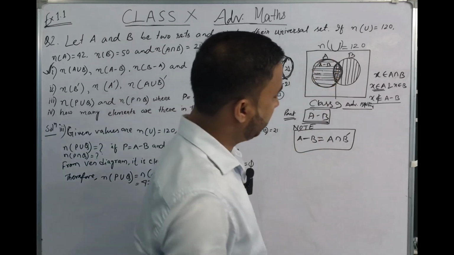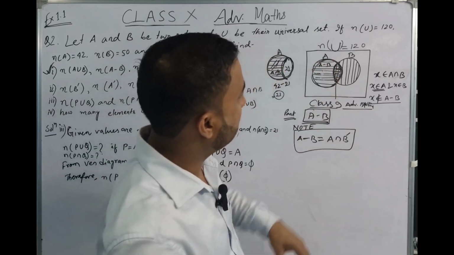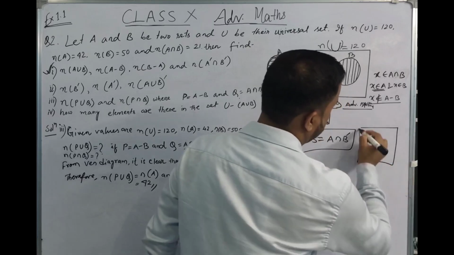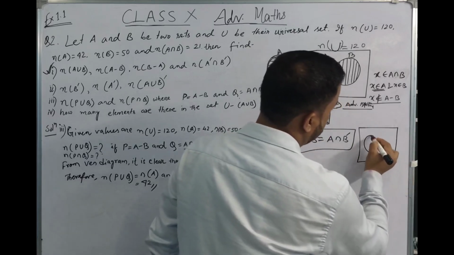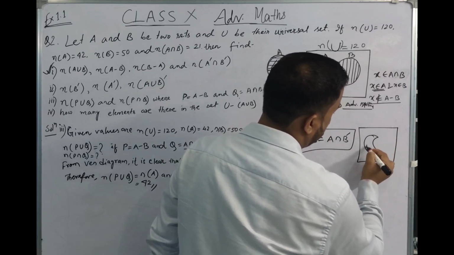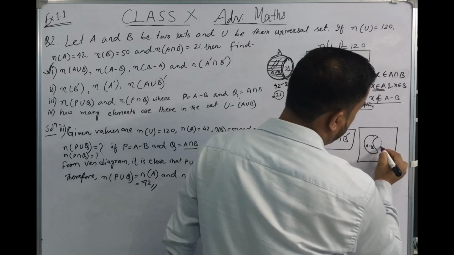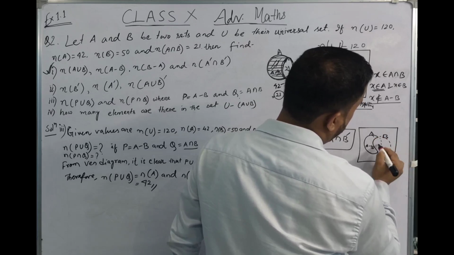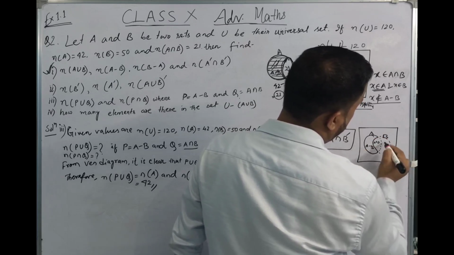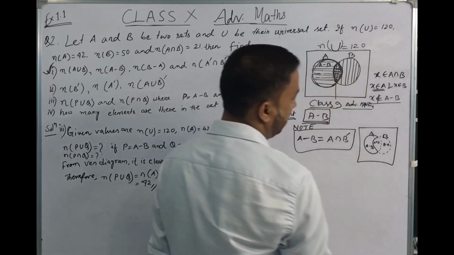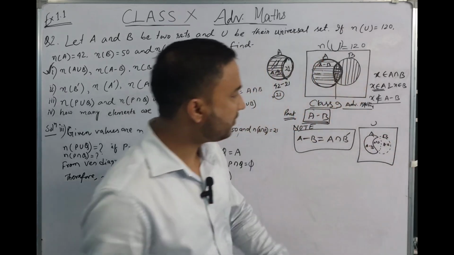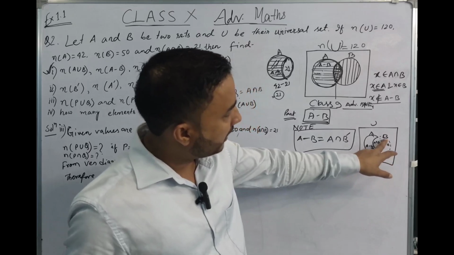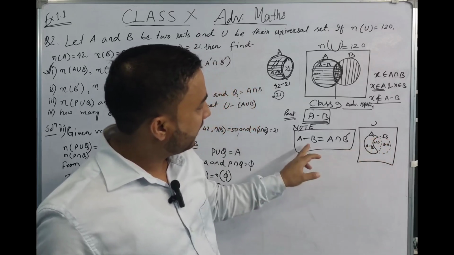You can see the Venn diagram also. A difference B, this difference. You see, this is the part A difference B. This is B. This is A. This is A intersection B. This is B difference A. This is U. This dotted circle we are not considering. This is A difference B.